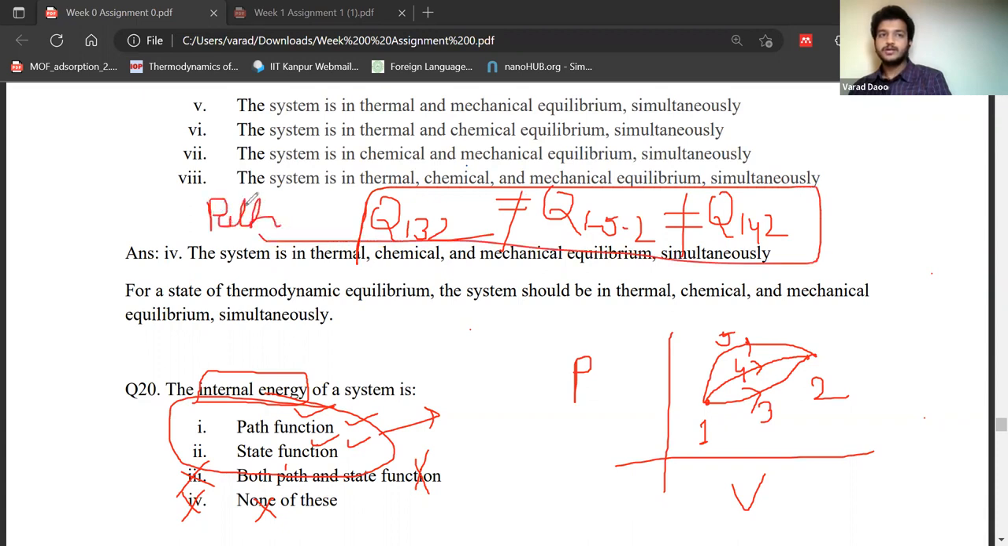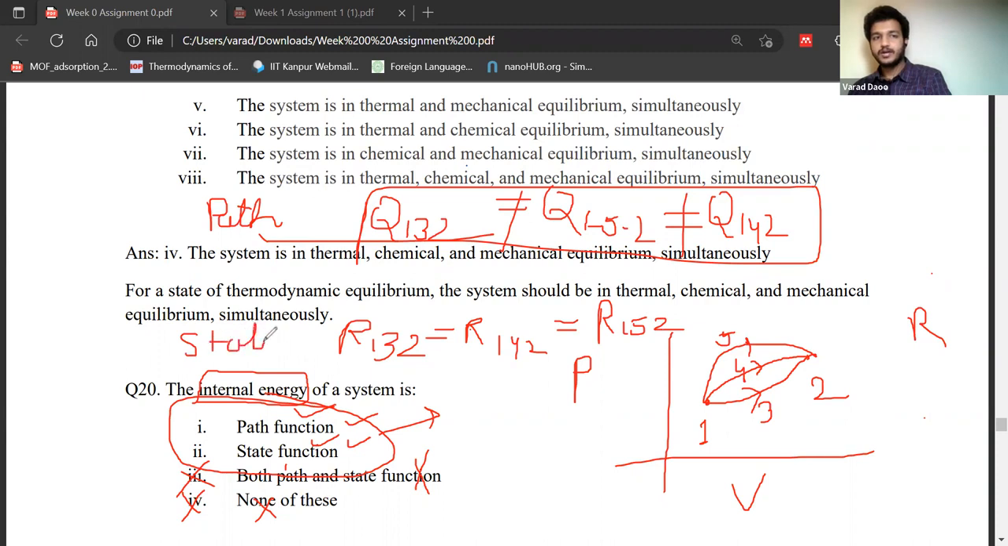And then those properties, let's say the property r, where r is a state function. In that case, r of 1-3-2 should be equal to r of 1-4-2, which should be equal to r of 1-5-2. Such properties are called state functions. Okay. So what is internal energy?